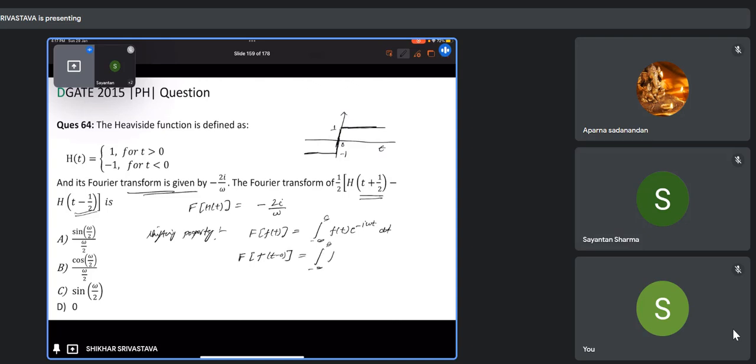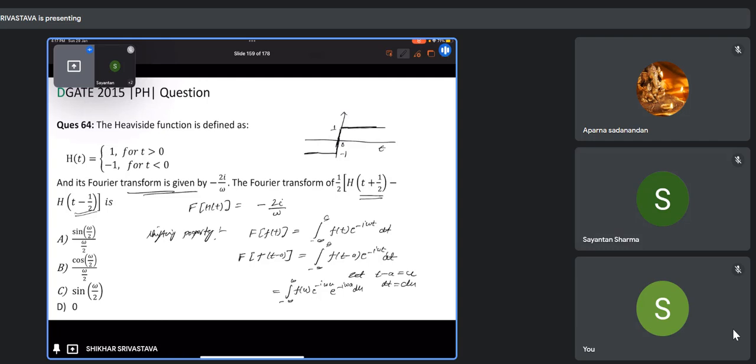we can just write it as the integral of f of t minus a times e to the power minus I omega t dt. Now you can just replace t minus a by u. So dt will be du. So what you'll get is the integral from minus infinity to infinity of f of u times exponential minus I omega, you'll replace t with a plus u. So e to the minus I omega du.